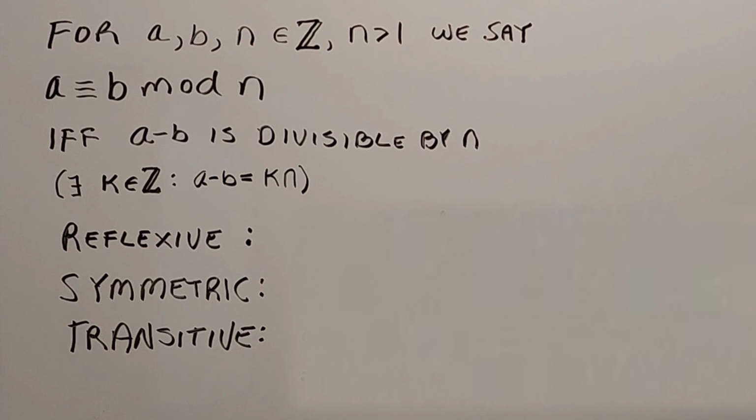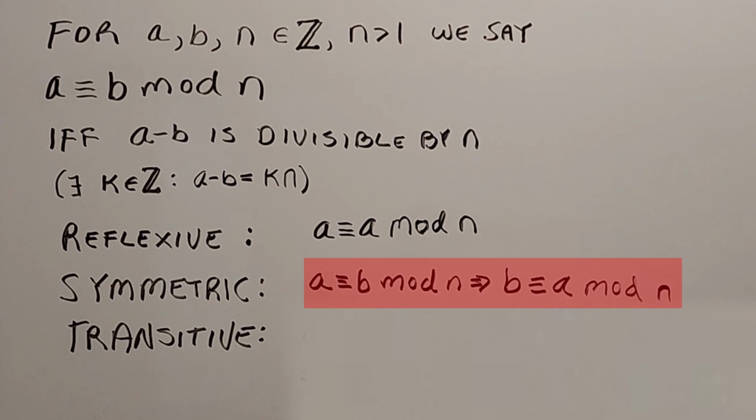The reflexive property says that every object is congruent to itself, i.e. we must have A congruent to A mod n. And of course that's true because A minus A is equal to 0, and 0 is divisible by any non-zero integer n. The symmetric property says that our congruency can be switched, i.e. if A is congruent to B mod n, then B must be congruent to A mod n. And that must be true because if A minus B has the form kn, where k is an integer, then B minus A has the form negative kn, where negative k would certainly be an integer.